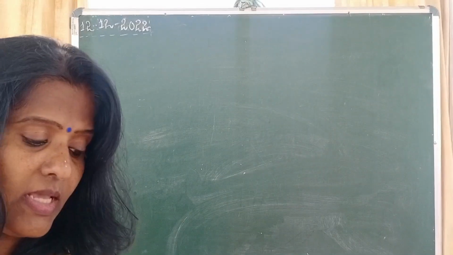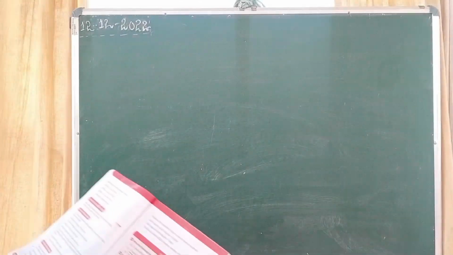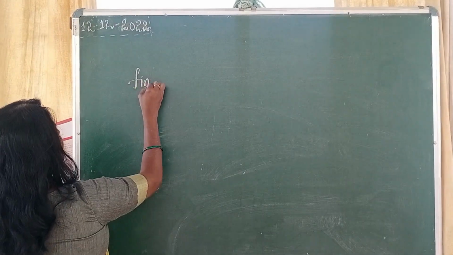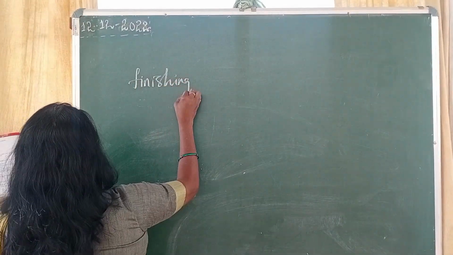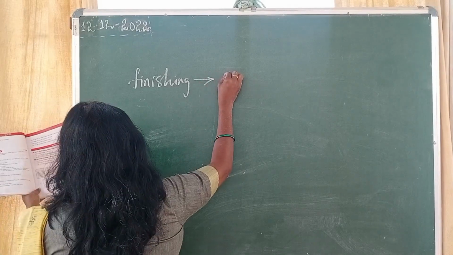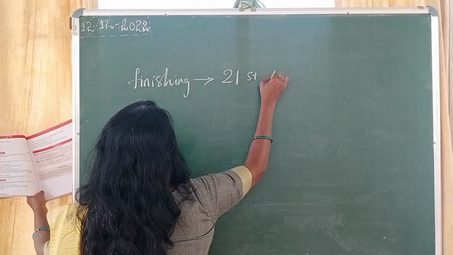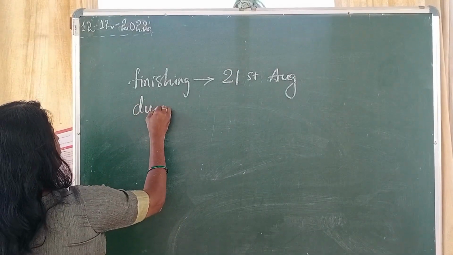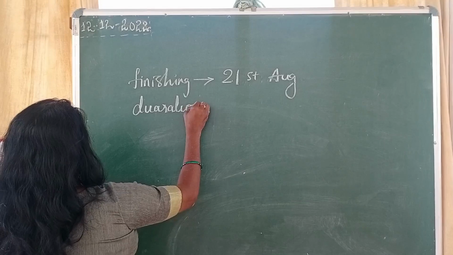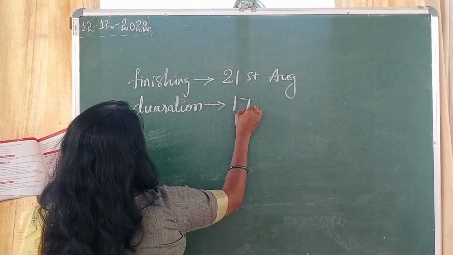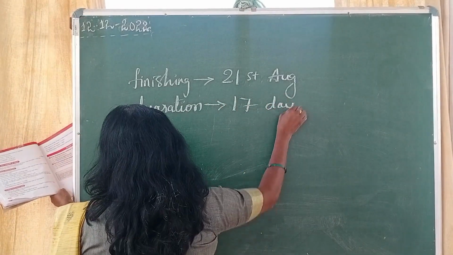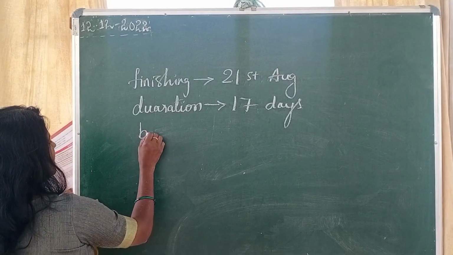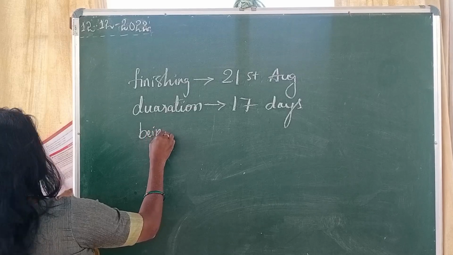Starting day. See here. Here the Olympics ended, here the finishing date is given. The finishing date is 21st August, and the duration of time taken is 17 days. Once again, 17 days. Then when did it begin? The starting date, beginning date.